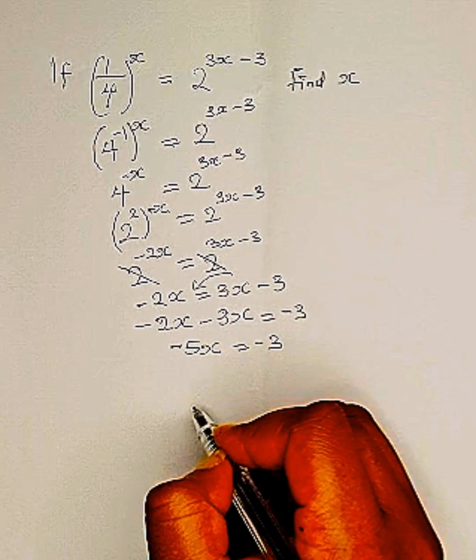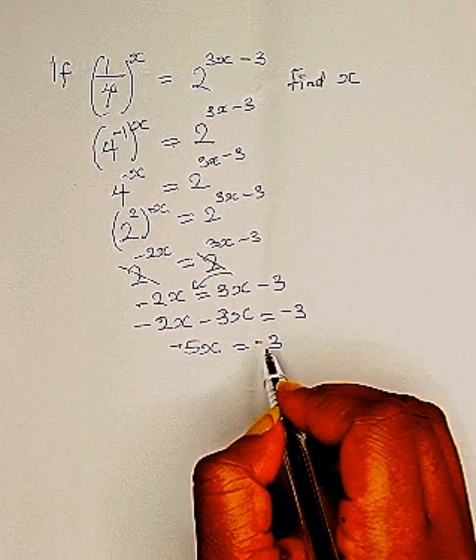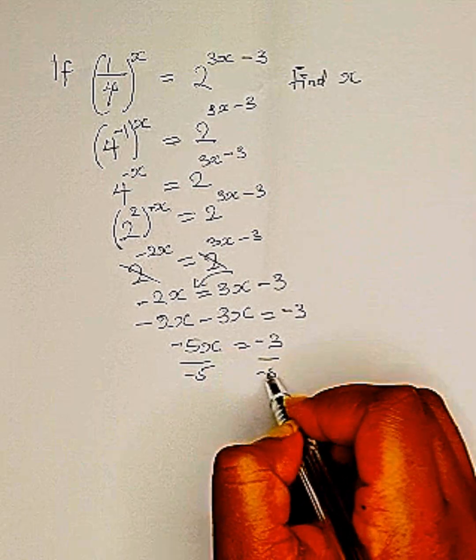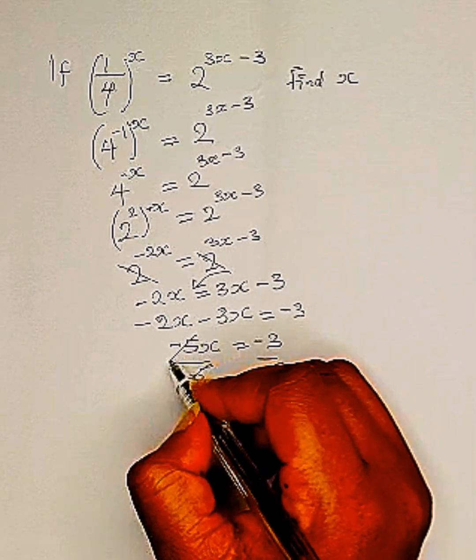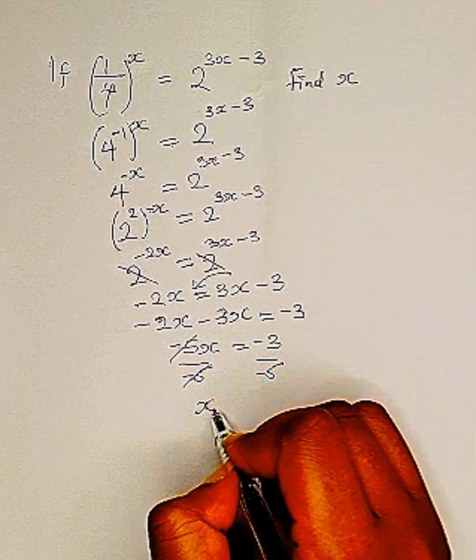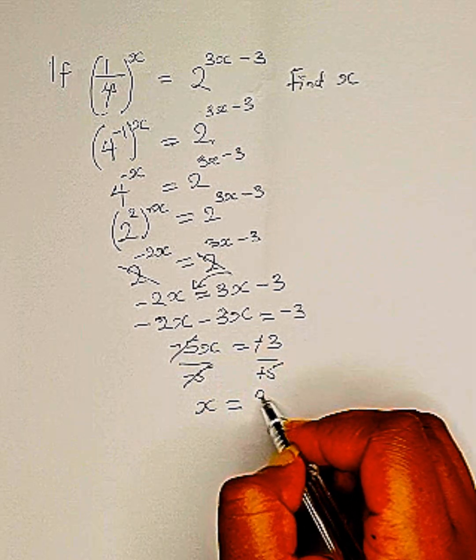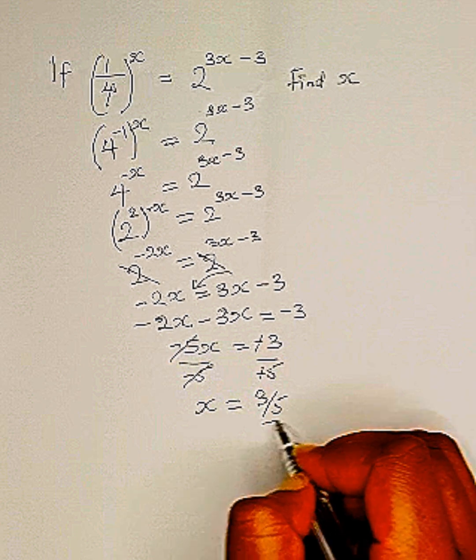Now since we're looking for x, we'll divide both sides by the coefficient of x, which is minus 5. Divide both sides by minus 5, so that minus 5 cancels minus 5, we're left with x equals minus cancel minus. So our answer is 3 over 5.